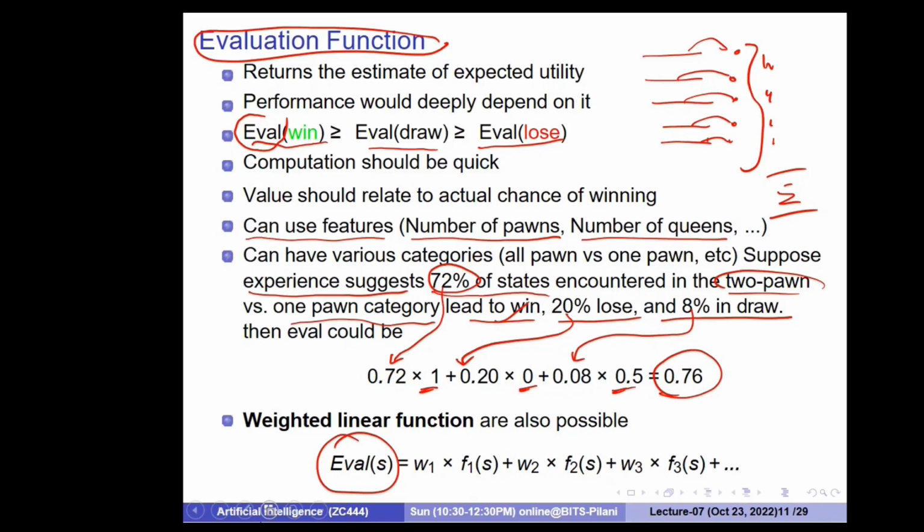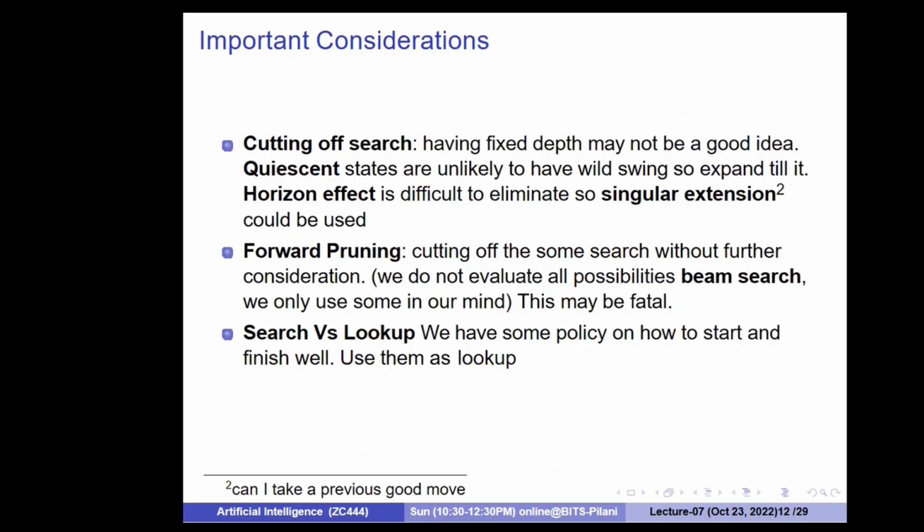In that scenario, I would be stuck with the problem that I don't know how good this particular position is. To tackle this, we can use some kind of features, and these features can help me find an evaluation function. By using this evaluation function, I can decide what my next move should be.